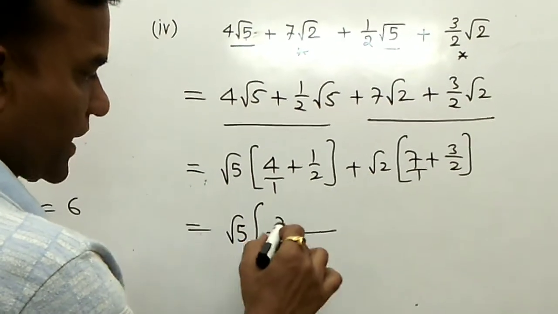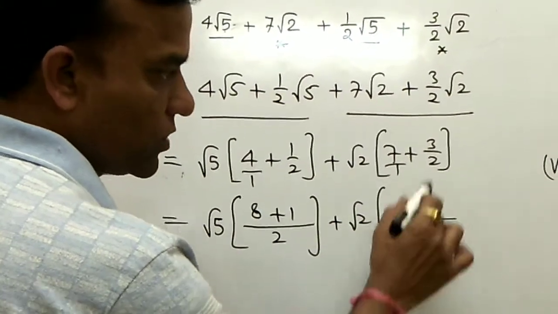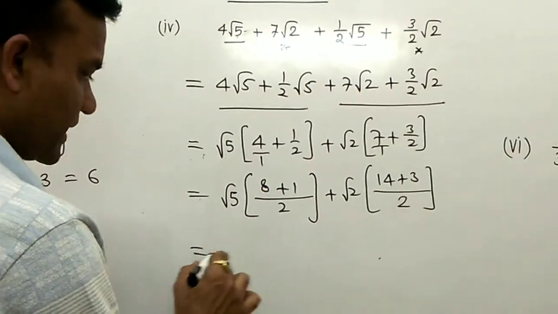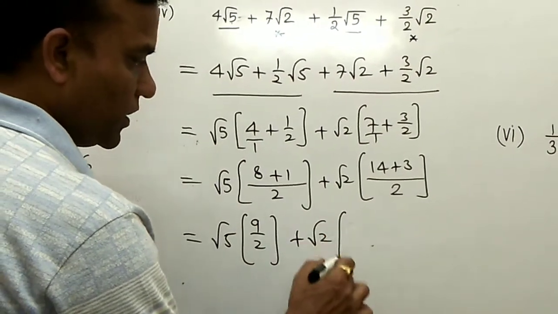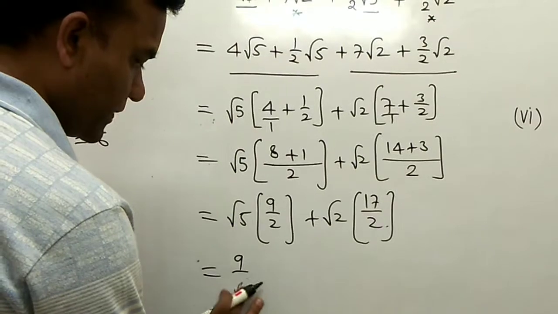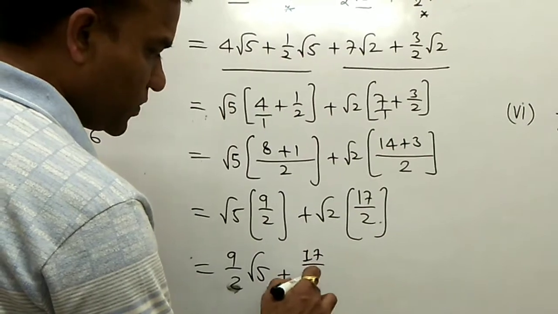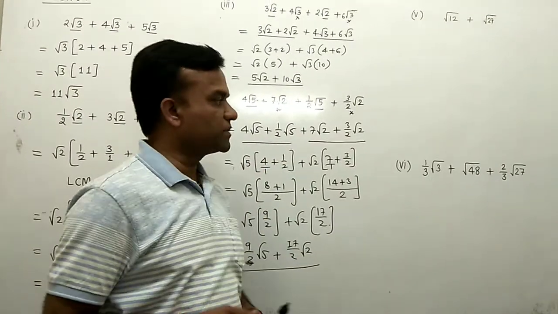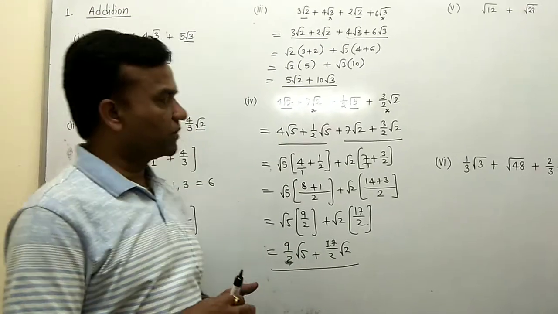Now 2 as it is, 2 4s are 8 plus 1. Similarly for root 2 you again have the LCM 2, so 2 7s are 14 and plus 3 here. So 8 plus 1 is 9, so your number is 9 by 2 here, and then plus root 2 17 by 2. So your final answer is 9 by 2 root 5 plus 17 by 2 root 2. This concept and operation is very easy. You only take the LCM and then you get the answer.